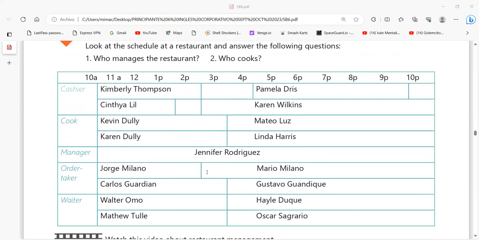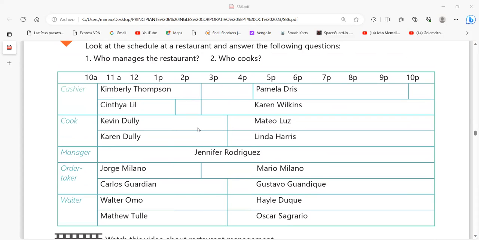Now, according to this information, class, for the question, who manages the restaurant? The answer is, who manages? Jennifer Rodriguez. Okay. And who cooks?